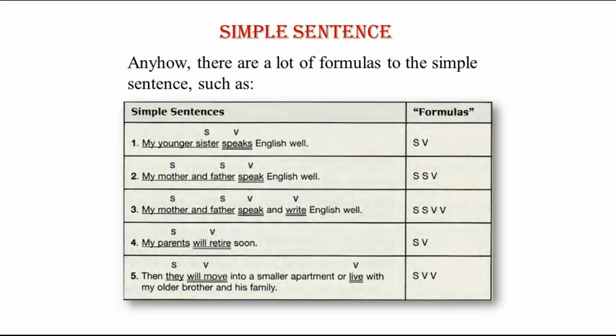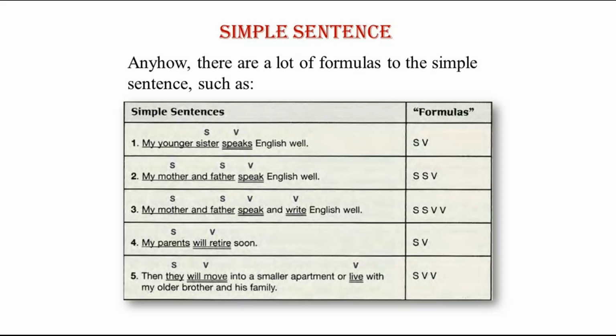Okay, here are some formulas for simple sentences. It can be one subject, one verb. My younger sister speaks English well. Here we have one subject, which is my younger sister, and one verb, speaks.